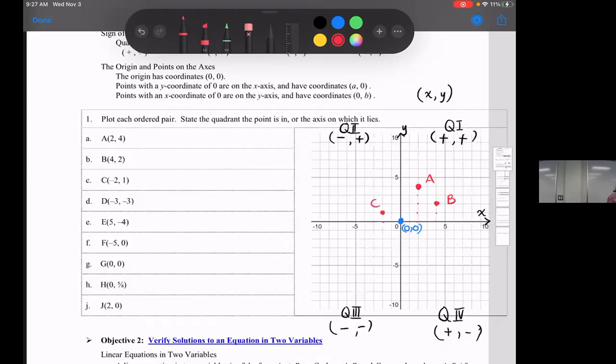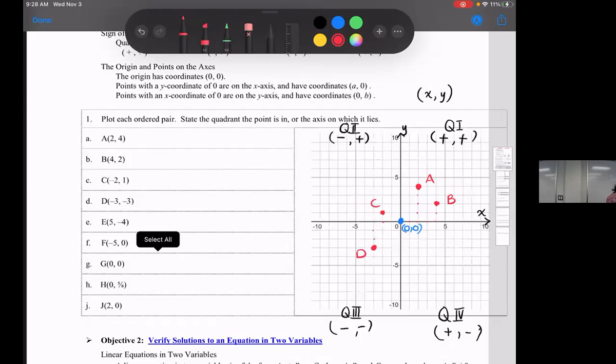So that's your C. It's going to be in quadrant 2. Negative 3, both are negative, so it's going to be in quadrant 3. Go west 3 first, and then go south 3. That's D. And then you can plot the rest.